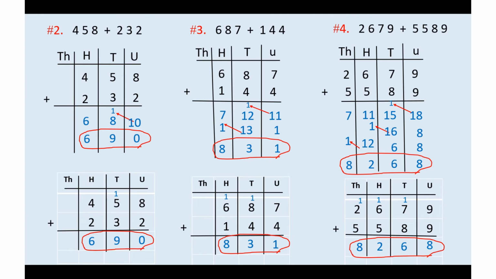That is how we add numbers in columns of thousands, hundreds, tens, and units. Here, all this calculation is done mentally. So this is the normal way of adding numbers in columns of thousands, hundreds, tens, and units.